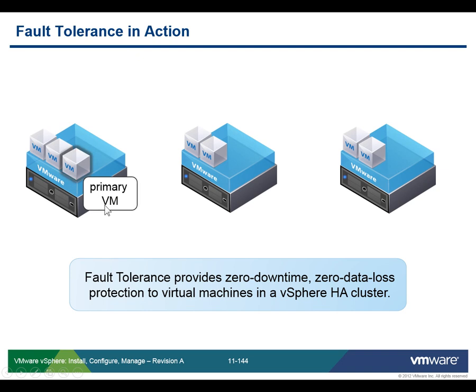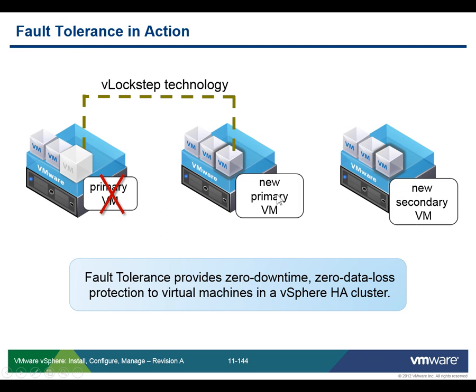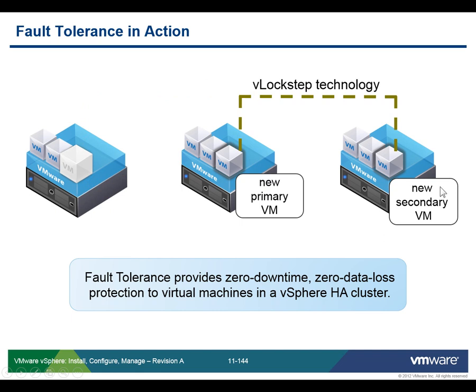Let's look at an example of fault tolerance in action. If the primary virtual machine is running on this ESXi host, it will then create a copy on a second virtual machine, and the lockstep technology keeps these virtual machines in sync. If the first virtual machine crashes, that's okay. The second virtual machine takes over, and that becomes the new primary virtual machine. And then it goes to another ESXi host and creates a new secondary virtual machine. Fault tolerance provides 0 downtime and 0 data loss.